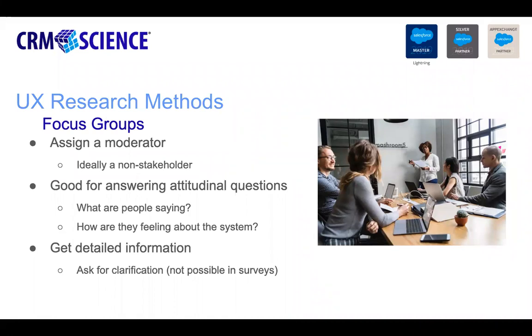Our next research method is focus groups, and focus groups are simply moderated discussions with a group of users. So ideally here, you're going to want to assign a non-stakeholder as a moderator. The reason that we want to do this is so that they take a neutral position and give everyone a fair chance to voice their opinions. Focus groups are great for answering attitudinal questions. So this is, what are people saying? How do they feel? What are they saying specifically about the interface?